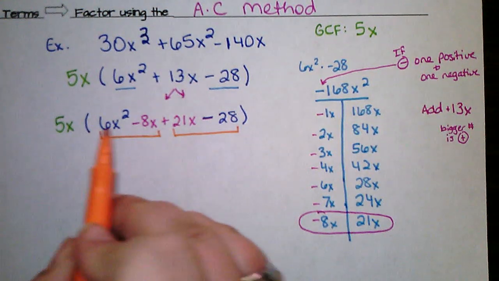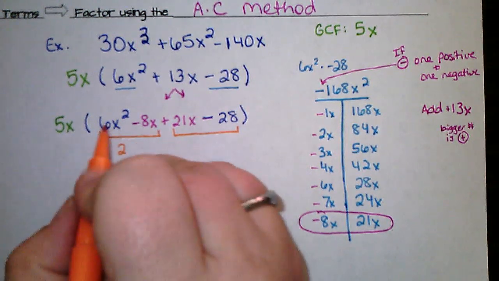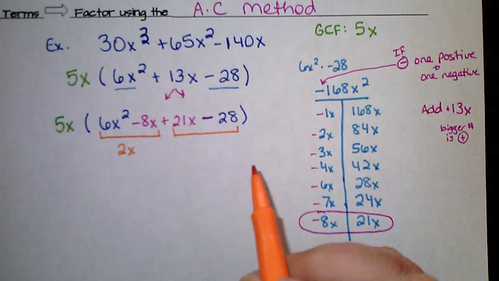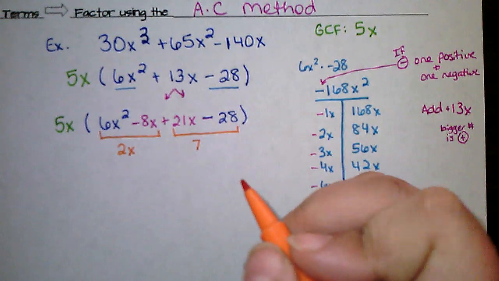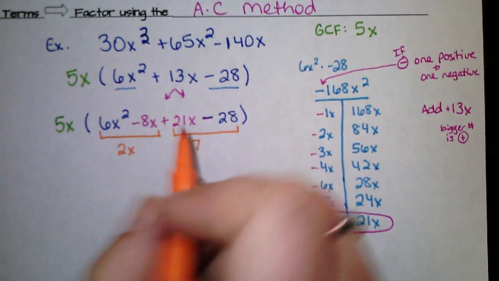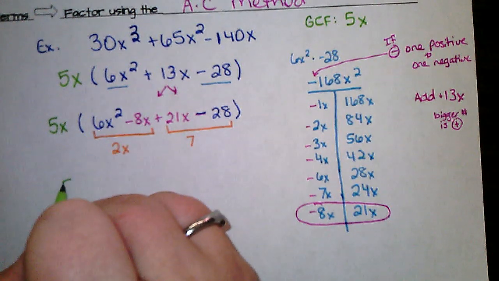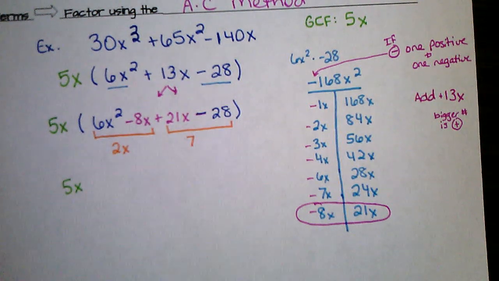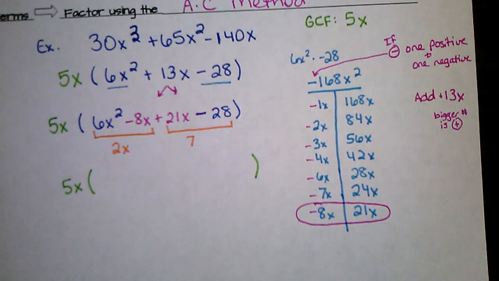Okay, so if I look at 6 and 8, they can both be divided by 2, and they both have an x. Over here, if I look at 21 and negative 28, those can both be divided by 7. And so, again, we bring down our 5x. And then this is where it gets a little crazy. There's going to be a lot of parentheses here. So I'm going to have a big set of parentheses around all of this.